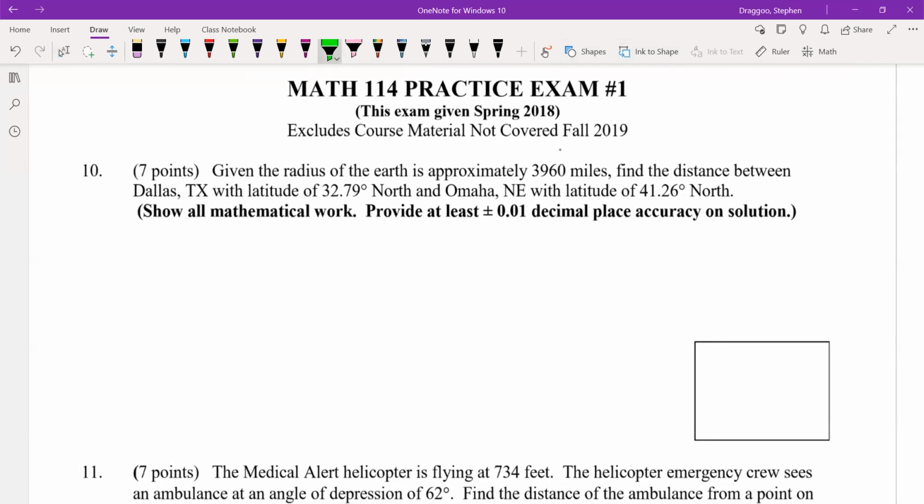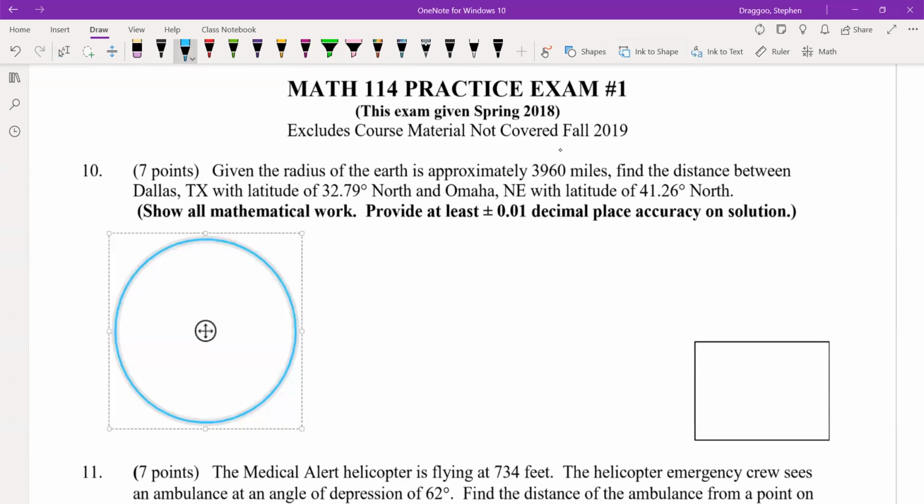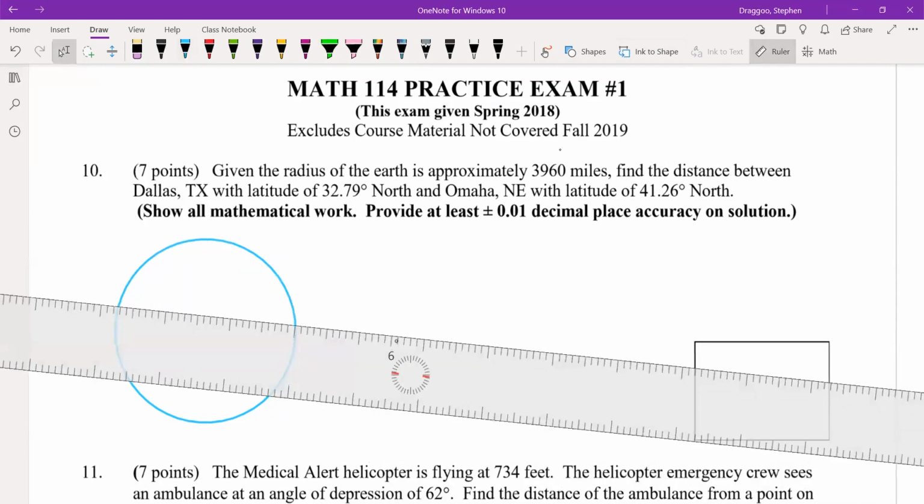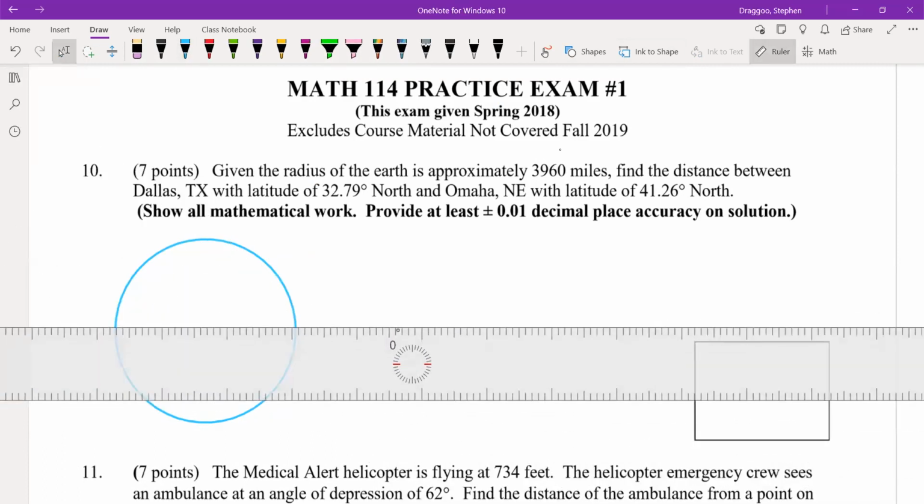Now, since these cities are pretty far apart, we're going to need to take the curvature of the Earth into effect when calculating their distance, which means we're going to want to calculate an arc length rather than just a flat distance between them.